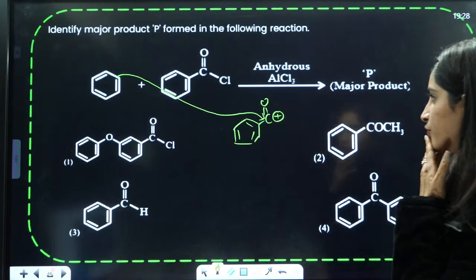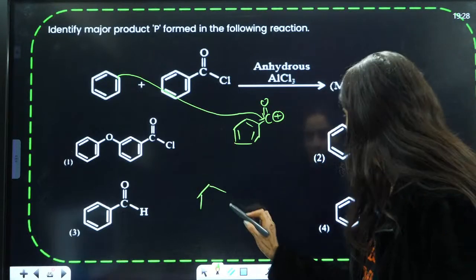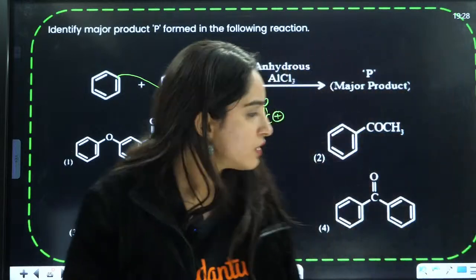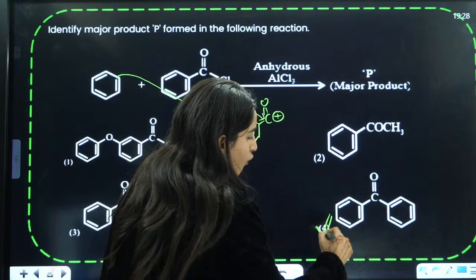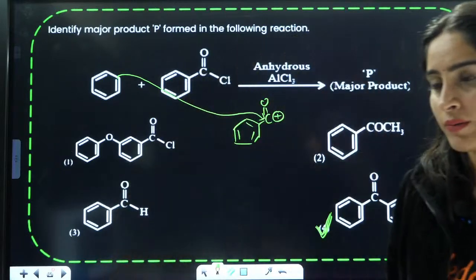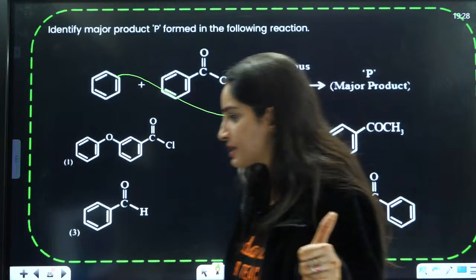And hence you will have the formation of benzophenone basically. This is benzene, this is CO, and again you will have benzene. So benzophenone will be formed. D is the correct answer, right? Okay.